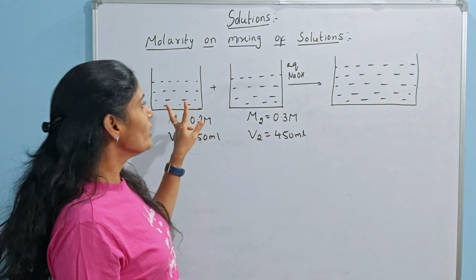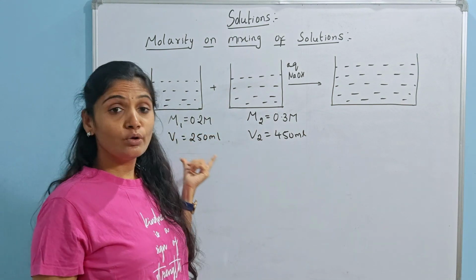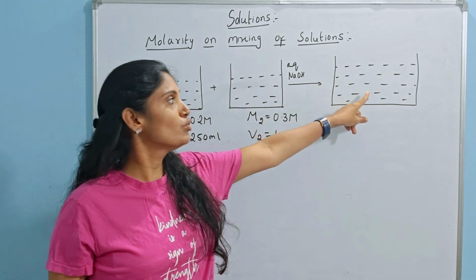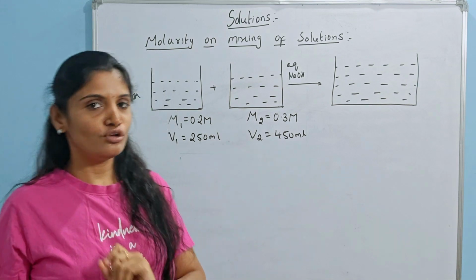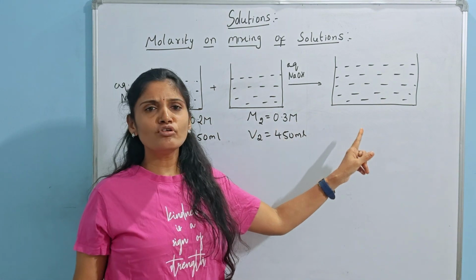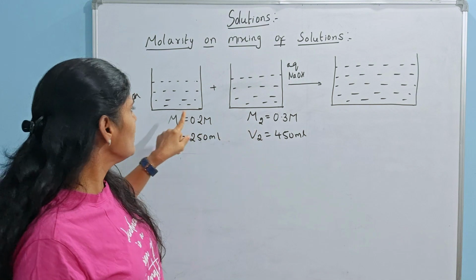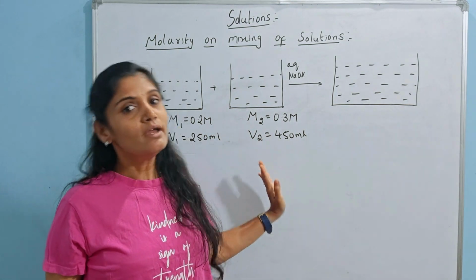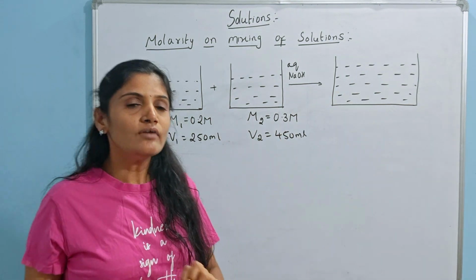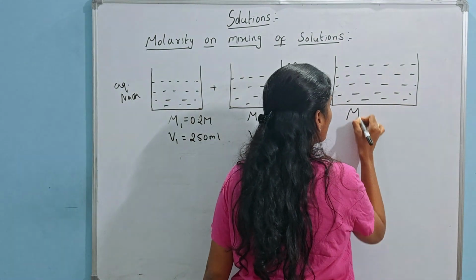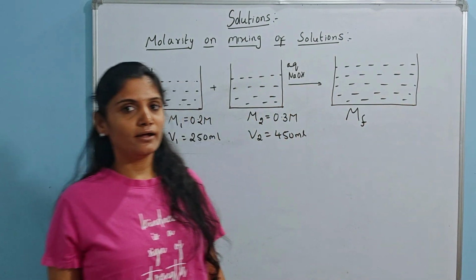Now I will try to mix these two solutions. So what am I trying to do? I will try to mix these two solutions and get a resultant solution. Now the resultant solution will have some molarity. Definitely it will not be equal to M1 or M2. The resultant solution will have a different molarity, and that molarity, let me call it the final molarity.